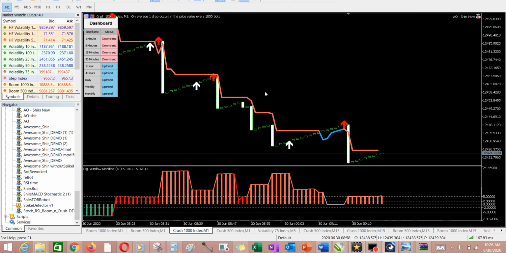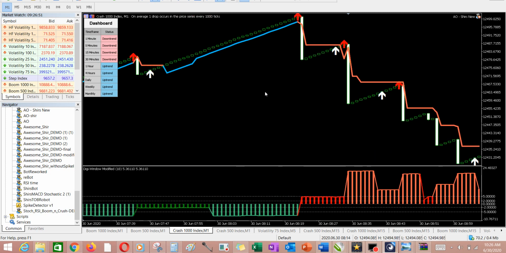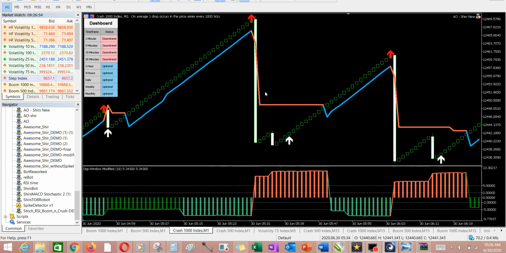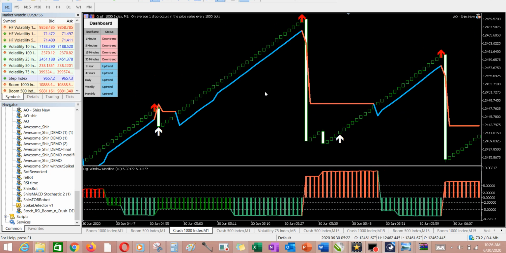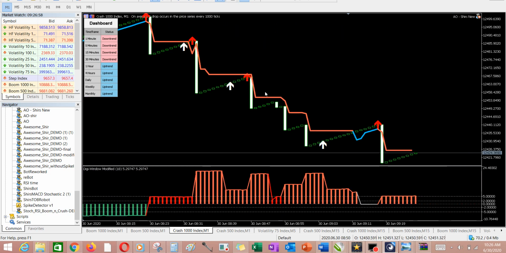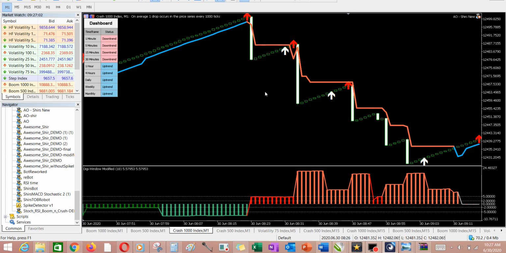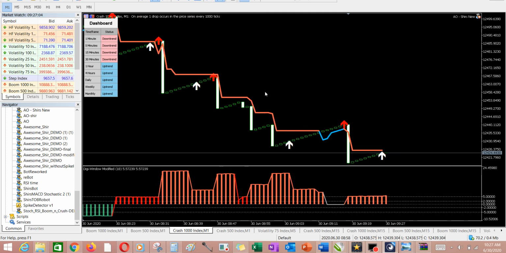Wow, Crash 1000 is crashing. It's crashing at the moment, but it's been on an uptrend in the early part of this morning. So presently the trend direction has changed to a downtrend and will crash for a while before it changes direction to an uptrend.